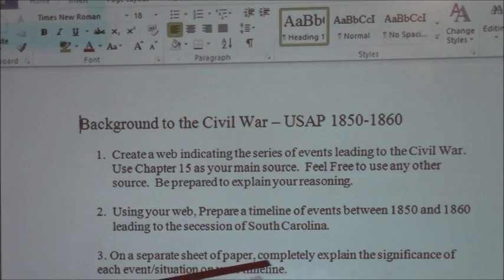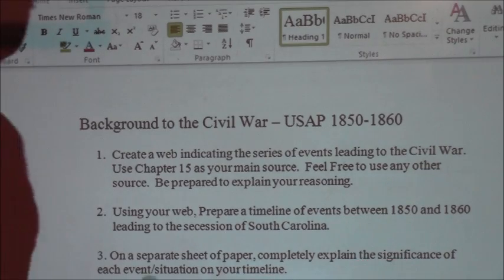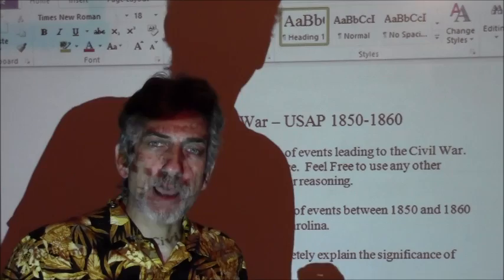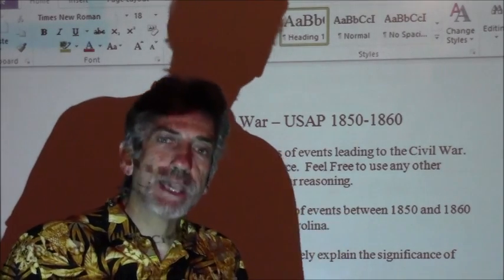Then, on a separate sheet of paper, completely explain the significance of each event or situation on your timeline. That term significance does not mean define everything on the timeline. It means explain why it's important.